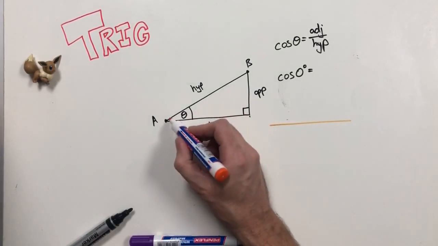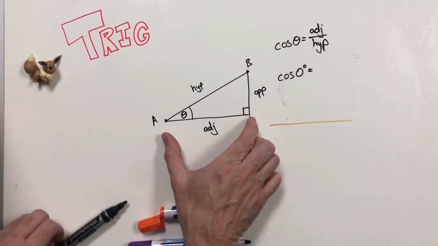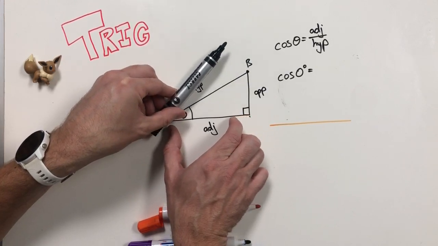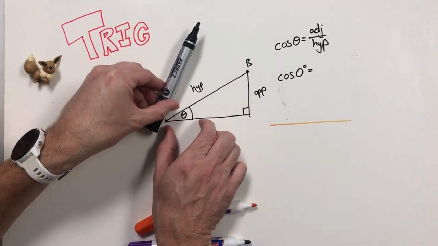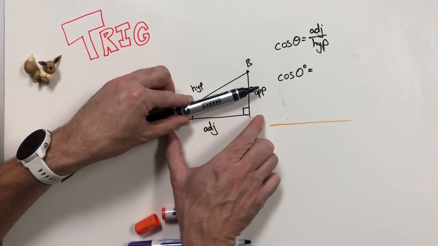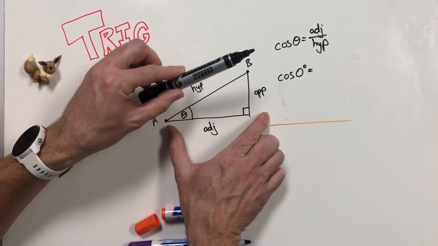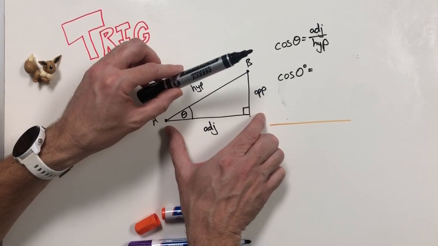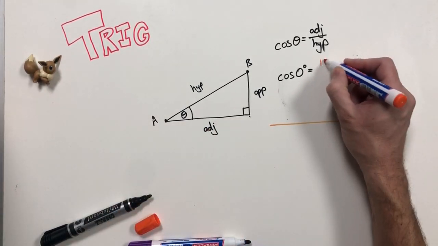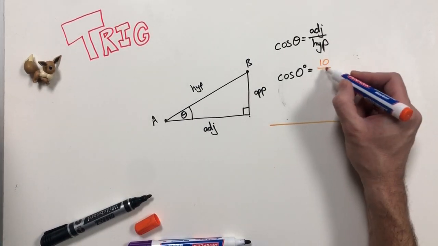Let's think about what the adjacent side is doing. If the angle is getting bigger, the adjacent side would get smaller. And if this angle gets smaller, then the adjacent side gets longer. Eventually when I have 0 degrees, the adjacent side and the hypotenuse side are exactly the same length. It doesn't matter what it is, we can make up, let's say, a distance of 10. The adjacent side would be 10 and the hypotenuse would be 10.